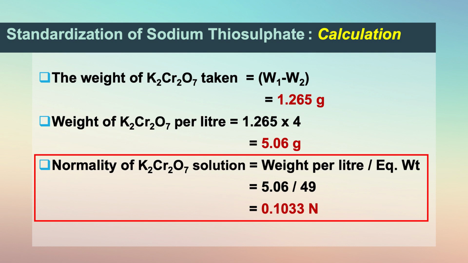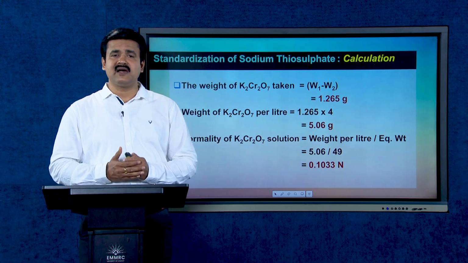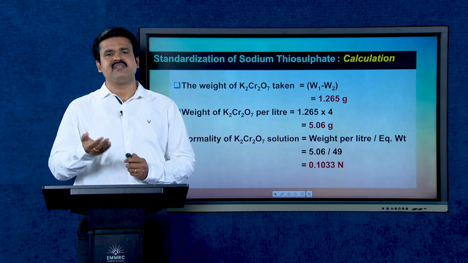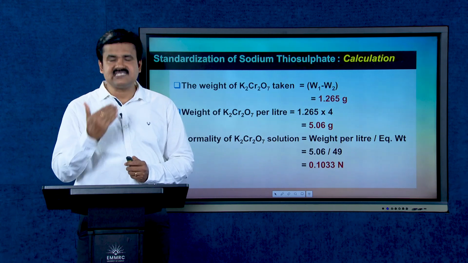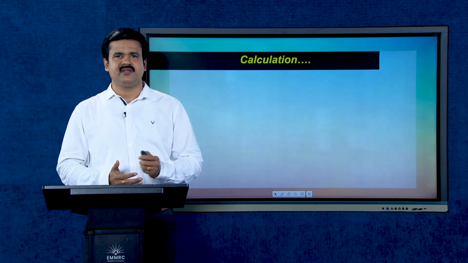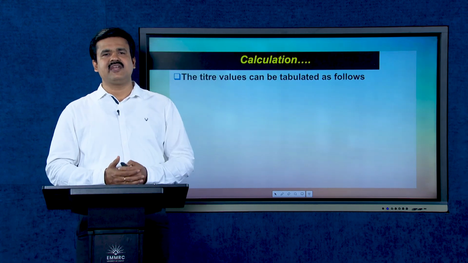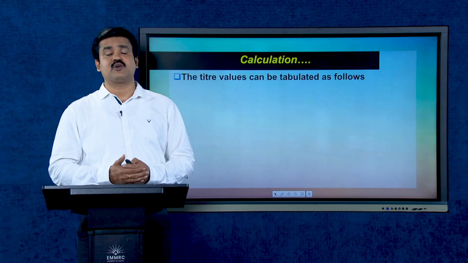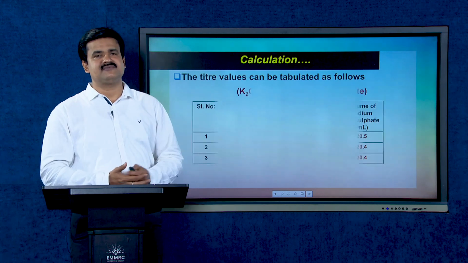Now, the normality of potassium dichromate solution is equal to weight per liter divided by equivalent weight. That is 5.06 divided by equivalent weight 49, that is equal to 0.1033 normal. This is the normality of the standard potassium dichromate solution we prepared to standardize the sodium thiosulfate. Now, the titer values in the titration between sodium thiosulfate and standard potassium dichromate can be tabulated as follows.